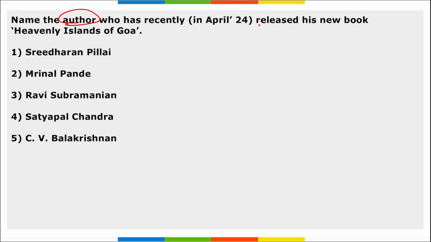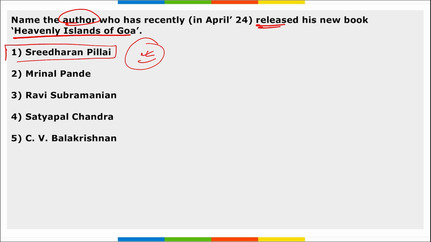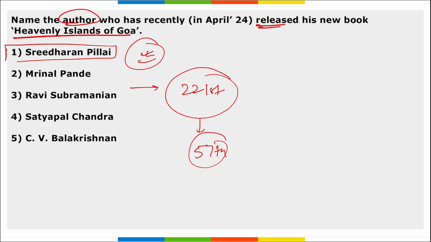Next, name the author who has recently released his new book Heavenly Islands of Goa. So Sridharan Pillai, right? That is S. Pillai, correct? He has recently released a new book that is Heavenly Islands of Goa, and this book basically gives an overview of Goa's biodiversity and heritage, right? Take a note of this. And this book will be S. Sridharan Pillai's 221st book that is titled Heavenly Islands of Goa. Also remember, the first copy of this book was received by 57th Jnanpith Award winner Damodar Mauzo.